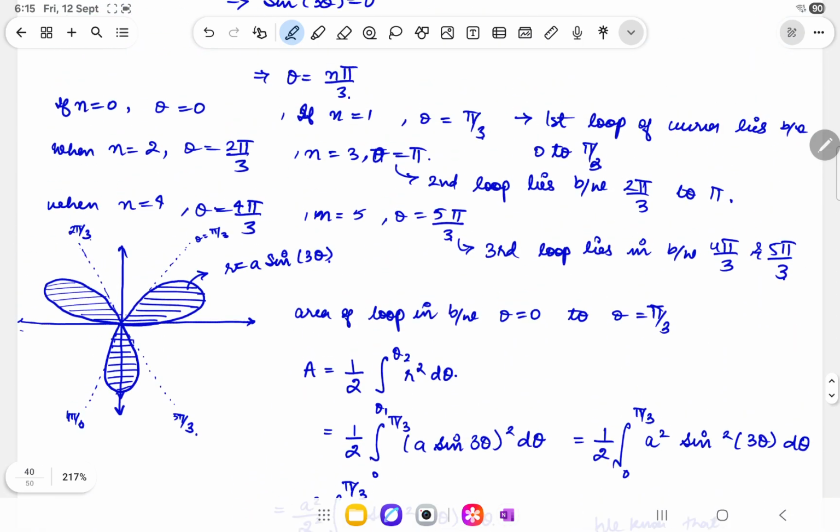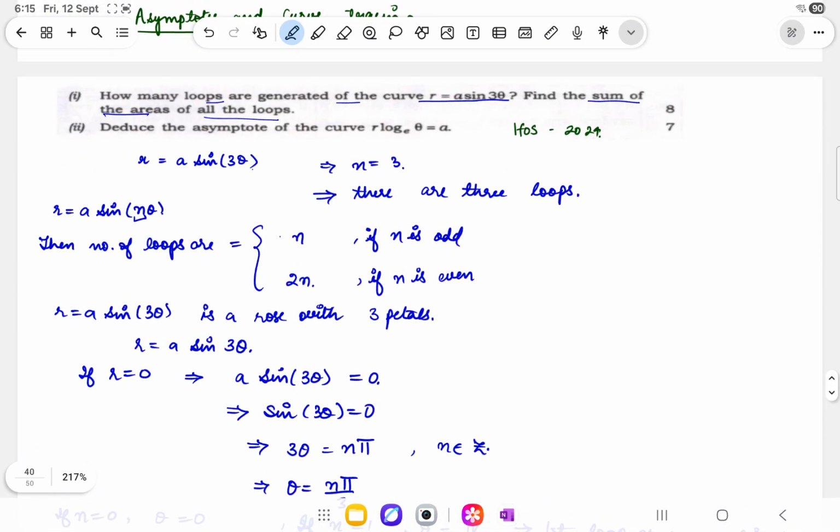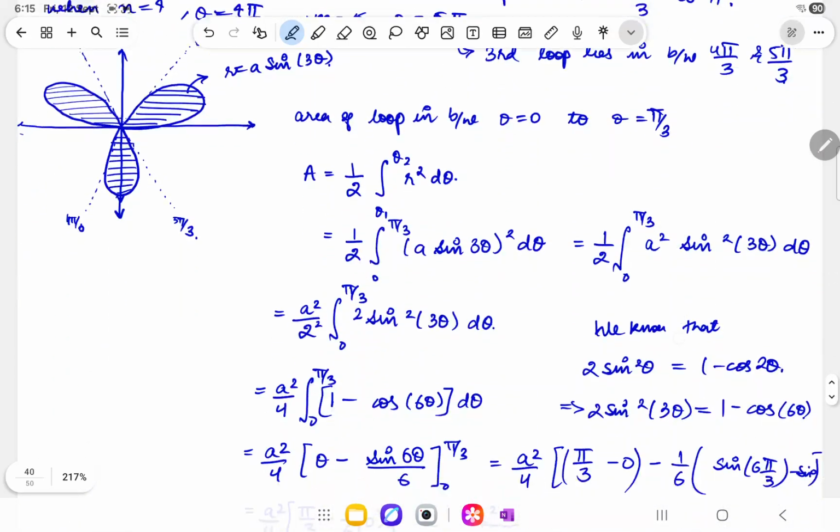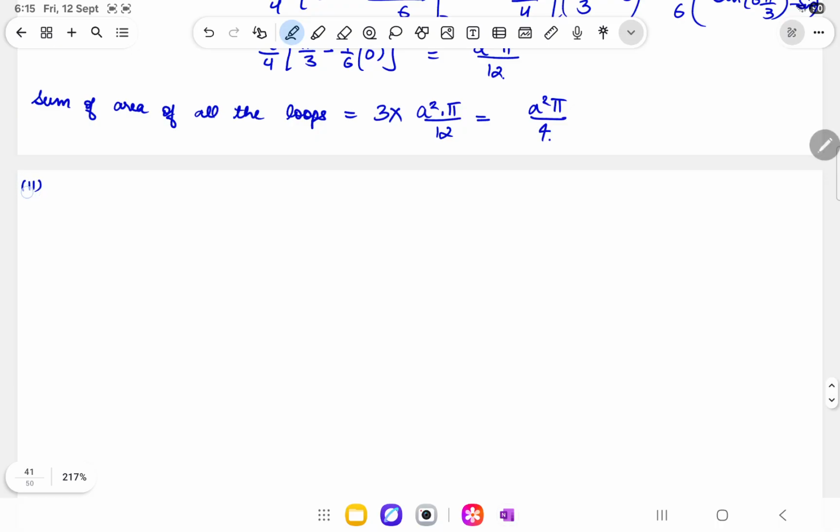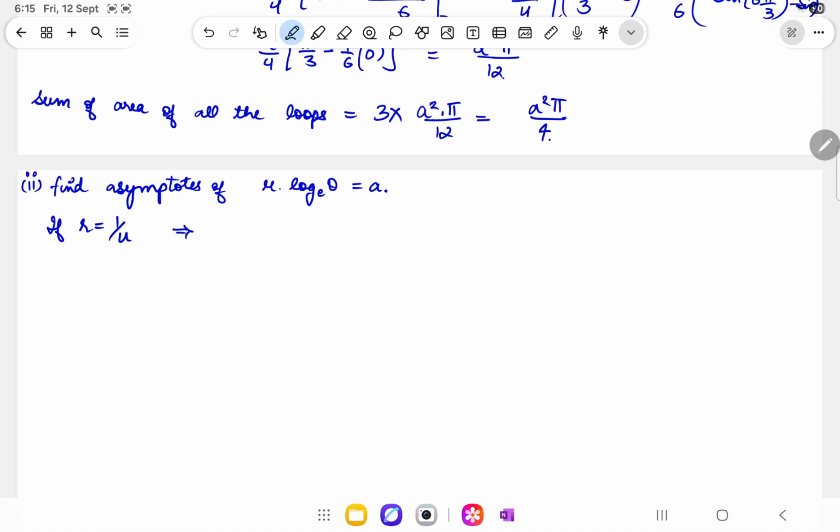Let's see what we're supposed to find in the second part. So in the second part, we're supposed to find the asymptotes of the curve r into log e theta is equals to a. So to find asymptote of this curve, first we'll substitute r is equals to 1 by u. So if I do that, I'll be getting 1 by u into log e theta is equals to a.